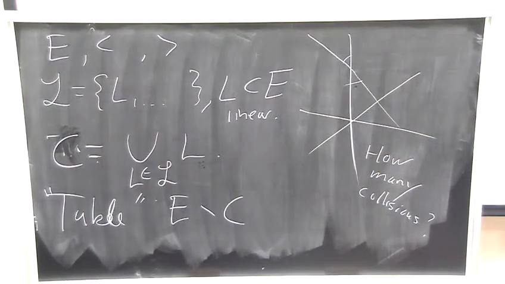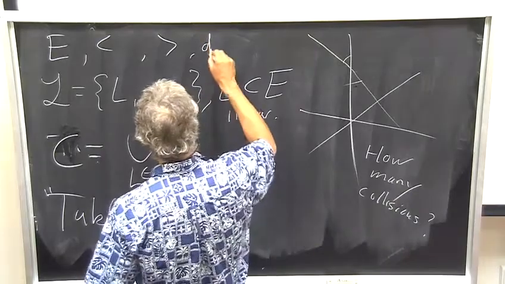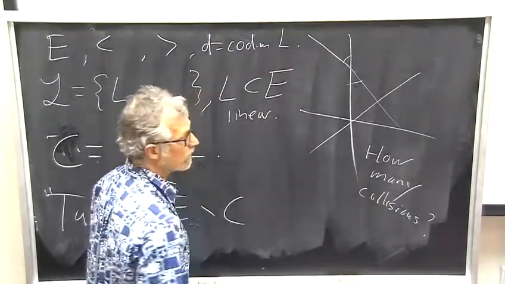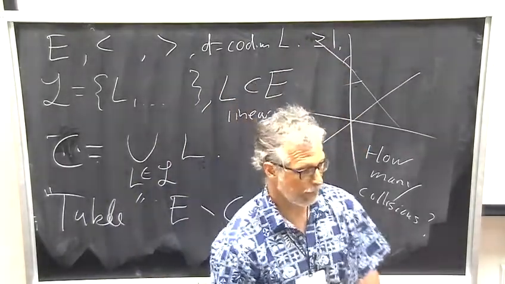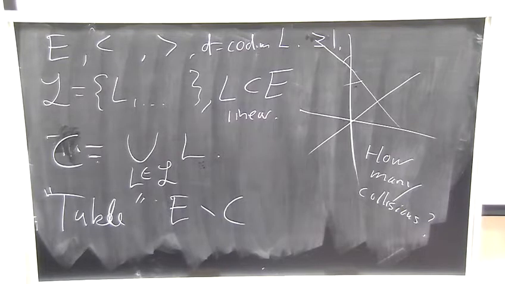Sorry, are all the L's in the same dimension? That's my favorite case. There's no need for most of the theory, but for all the applications, so it's good to think of D as the codimension of L, and just think of that as a number greater than 1. Okay. So this is a funny situation.